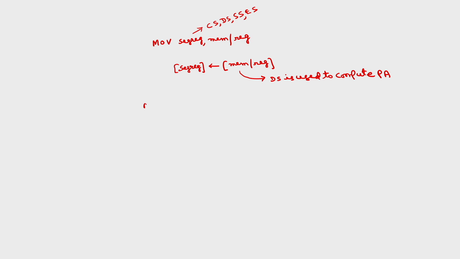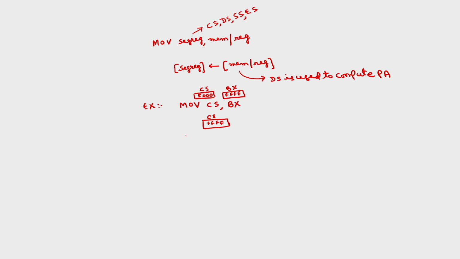If I take the example, move CS comma, say register BX simply. So, whatever the contents of BX will be transferred. Before this, if the contents of CS is 5000, and BX is FFFF say, then after this CS will be loaded with FFFF. This is the example of data transfer from register to segment register.